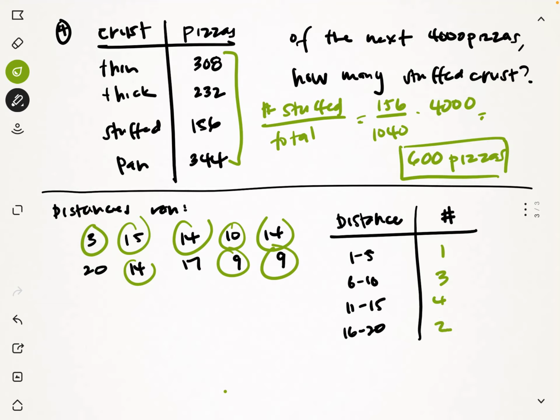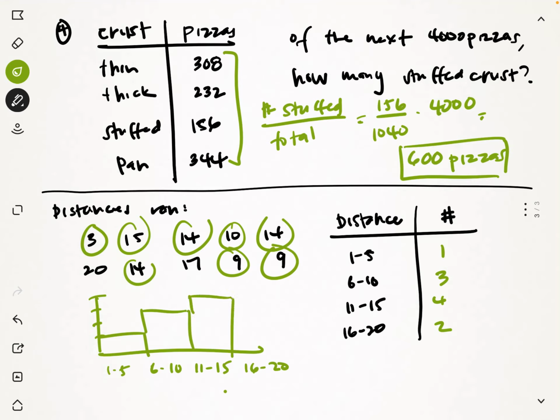And another way they might represent this would be using a bar graph or a histogram, right? So they might say 1 to 5, 6 to 10, 11 to 15, 16 to 20, and then 1, 2, 3, 4. So 1 through 5 would be 1, 6 to 10 would be 3, 11 to 15 would be 4, and then 16 to 20 would be 2. Right, so stuff that you guys probably worked on in elementary and middle school.